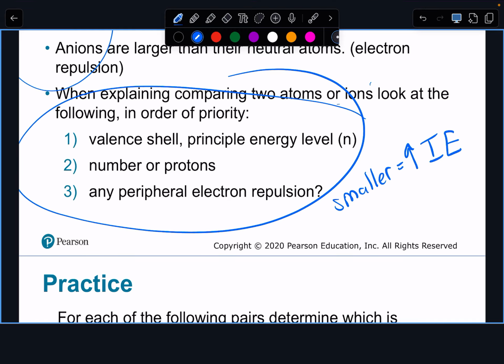So in more detail, the way we would know that is that boron and oxygen have a lower valence shell, so aluminum must be larger. Between boron and oxygen, oxygen has more protons, so the electrons are pulled in tighter. And electron repulsion has nothing to do with it in this instance.